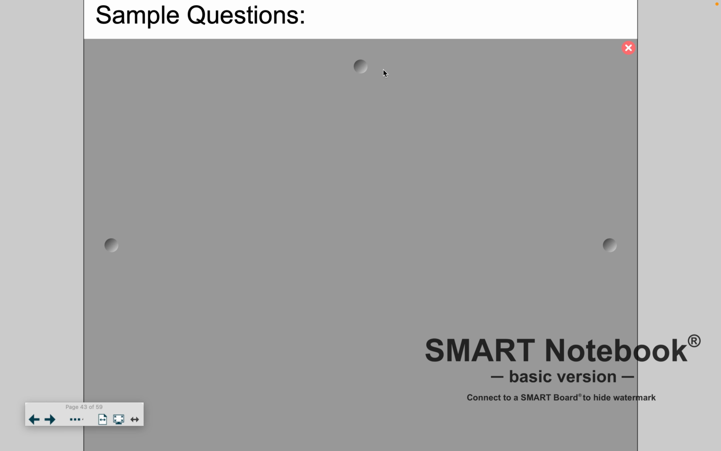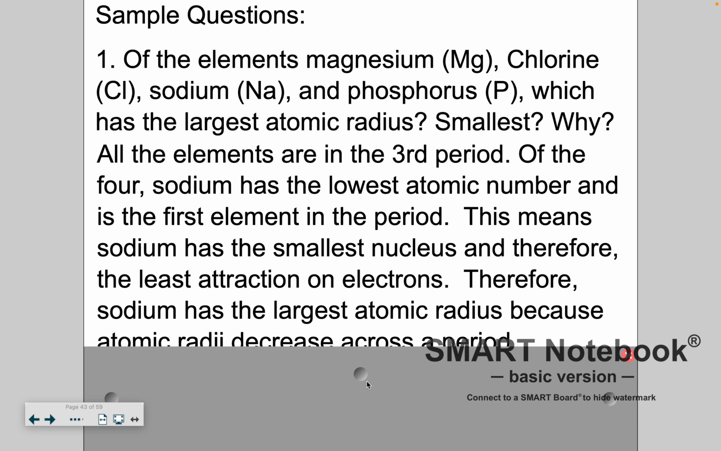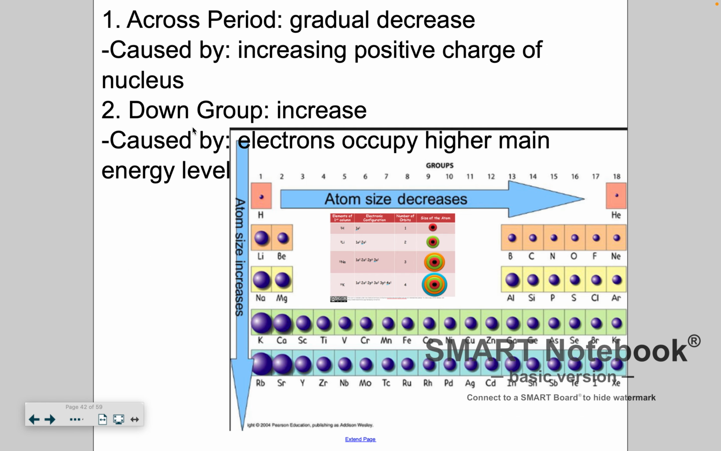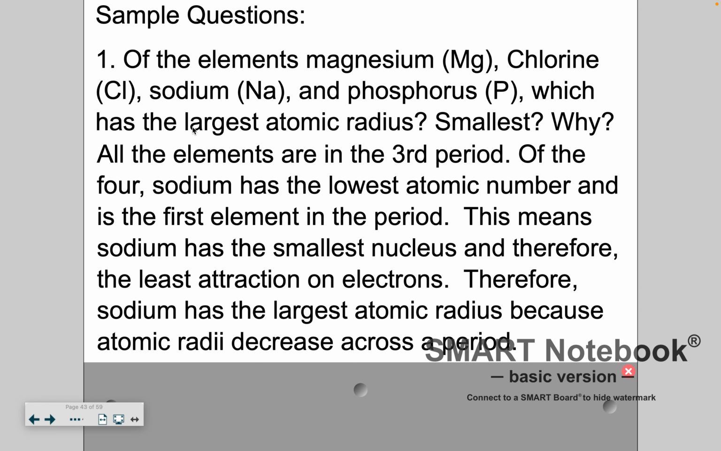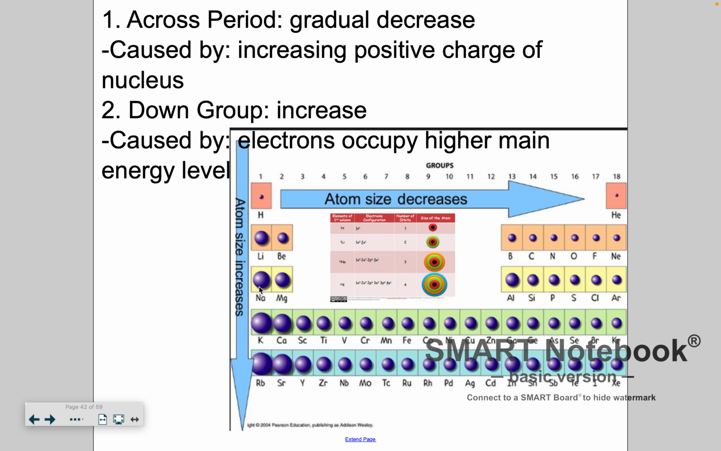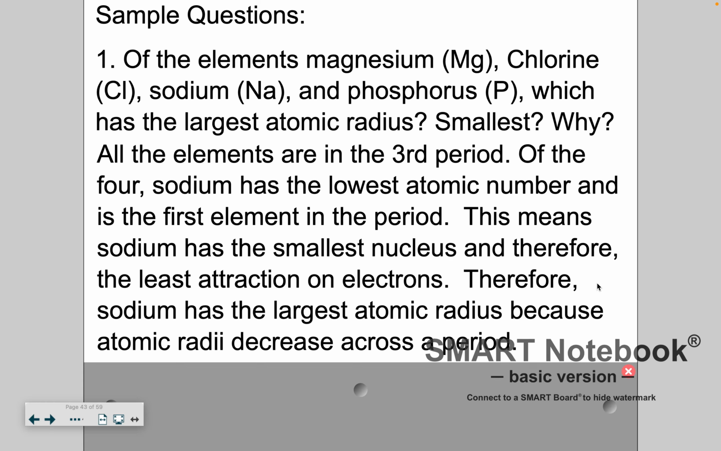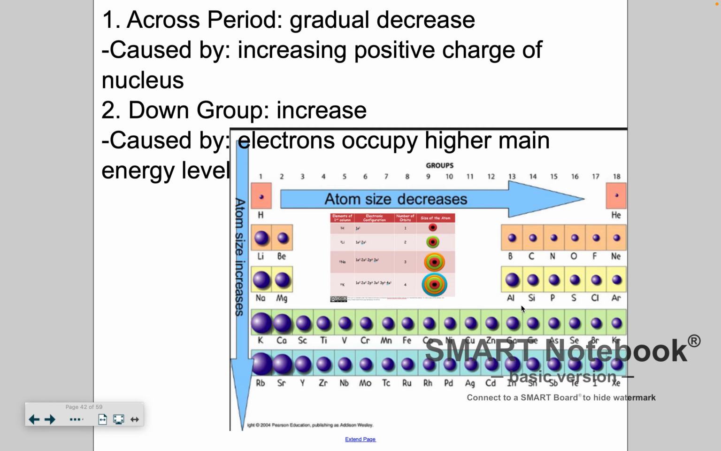So a sample question regarding this. Scroll down and read it. Of the elements magnesium, chlorine, sodium, and phosphorus, which has the largest atomic radius? Okay, so we go back. Here's sodium. Here's phosphorus. Here's chlorine. I forgot the last one, magnesium. Okay, so we would definitely say sodium.